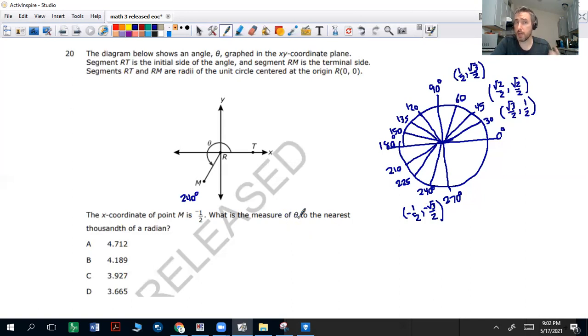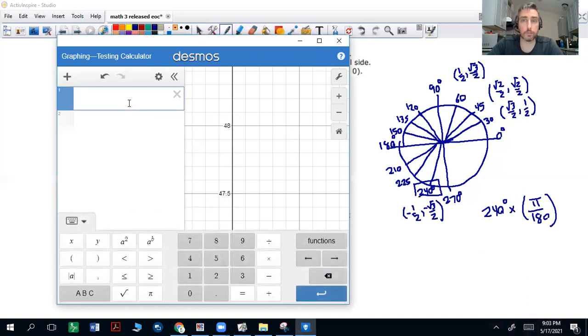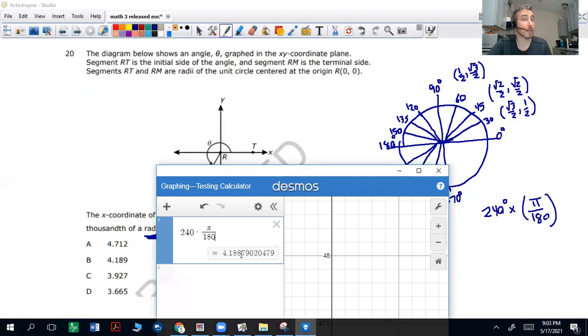So it says, what's the measure of the angle to the nearest thousandth of a radian? So it looks like that's 240 degrees. To convert to radians, we're going to multiply by pi over 180. Let's do that. 240 times, you can hit the pi button, or you can type pi over 180. And it looks like it's about 4.1887, right? So 4.189 would be the radian measure of that angle.